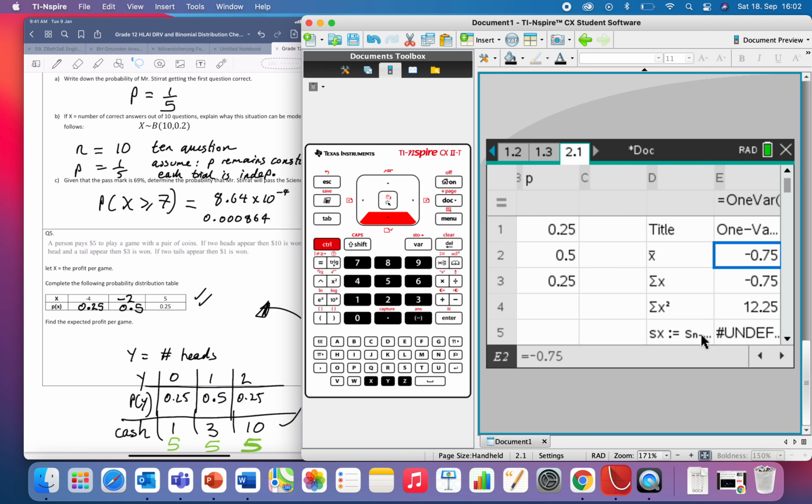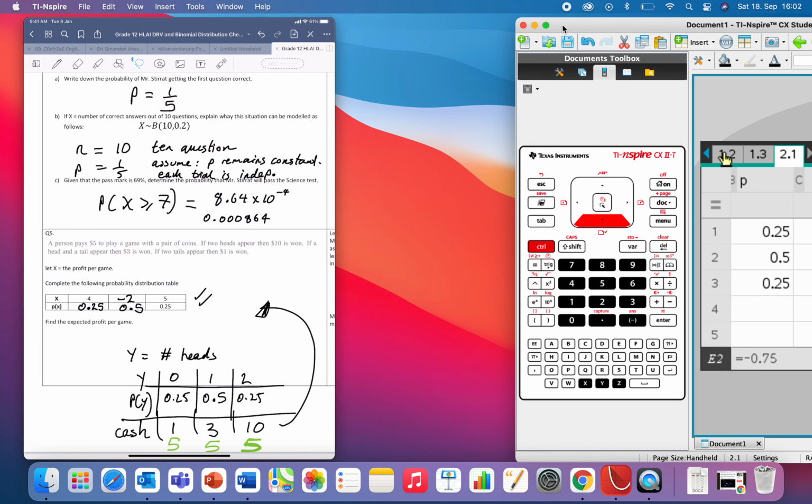And there, in fact, is the mean. So E of X, X bar is -0.75. So we go back to our question. The expected profit per game equals -$0.75. So from the perspective of the player, on average, you're expected to lose $0.75 per game. This is not a great game to play in the long run.